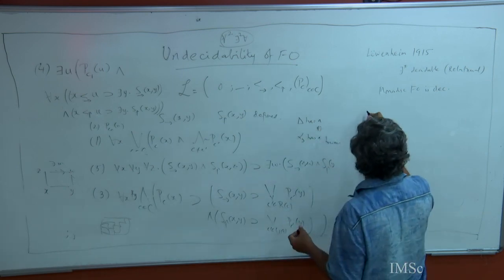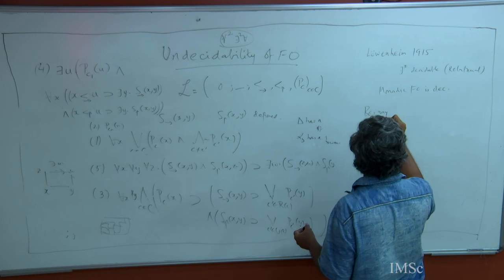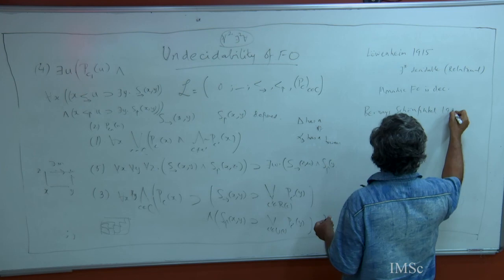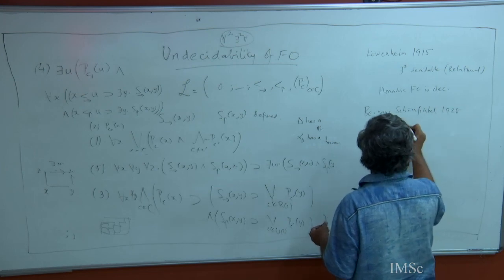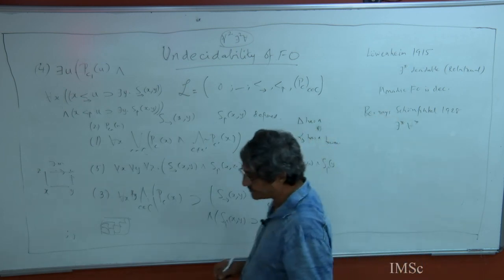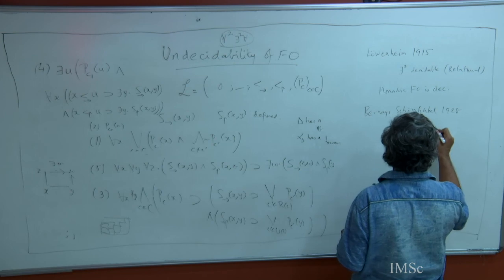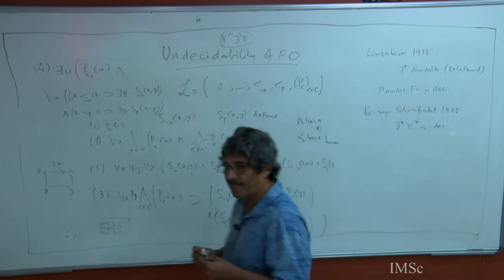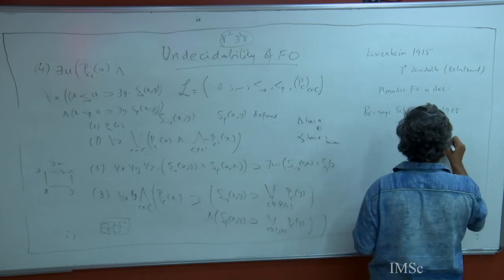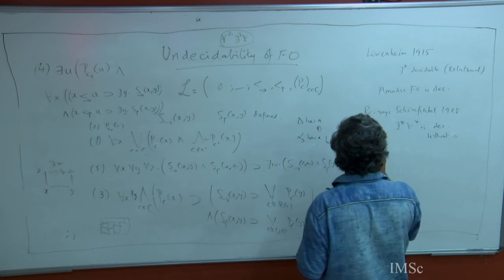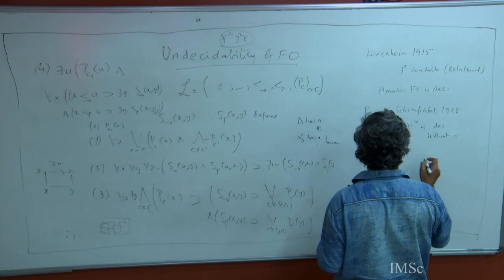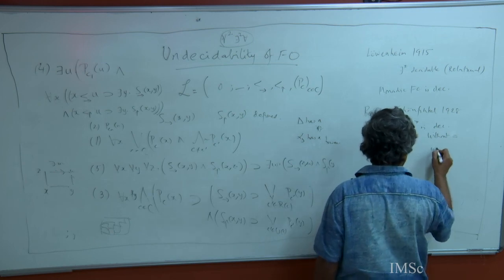So then people started looking at this, and this is Bernays, Schoenfinkel, 1928, who showed that there exists star for all star is decidable, decidable without equality. Ramsay, 1928, showed it with equality.